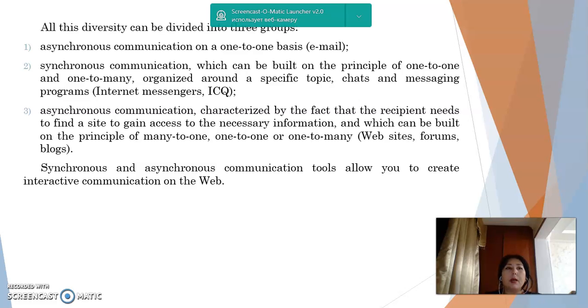The third group is asynchronous communication, characterized by the fact that the recipient needs to find a site to gain access to the necessary information, and which can be built on the principle of many-to-one, one-to-one, or one-to-many: websites, forums, blogs. Synchronous and asynchronous communication tools allow you to create an interactive communication on the web.